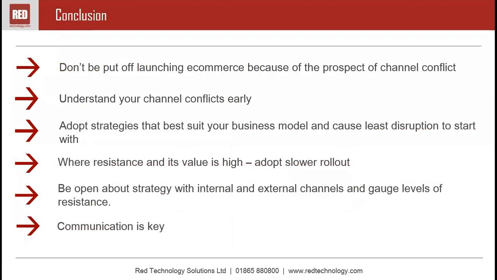Just a sort of conclusion: obviously most of you will already be trading online, but don't be put off launching e-commerce because of conflicts in other areas that may be new channels. It's about understanding what conflict you're going to have, so you're then best placed to look at the tools to mitigate that. Really what you need to do is look at models that are going to cause the least disruption. So how do we go in slowly, certainly if there's a lot of value in that particular channel? It's also not necessarily about trying to cut out your retail partners if you sell through trade. It's about saying, how do we all work together for the benefit of all?